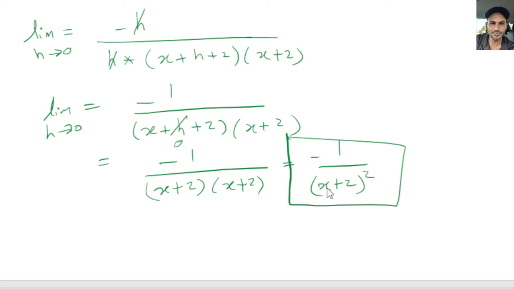This was not that difficult, but just work out a couple more examples on your own. That would help you improve your understanding.